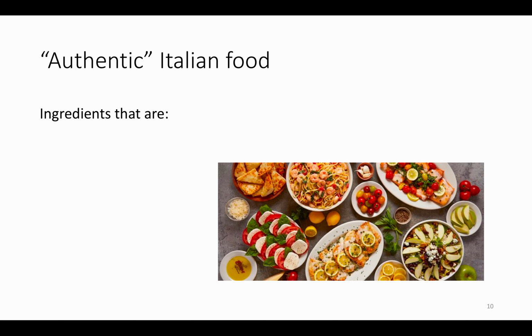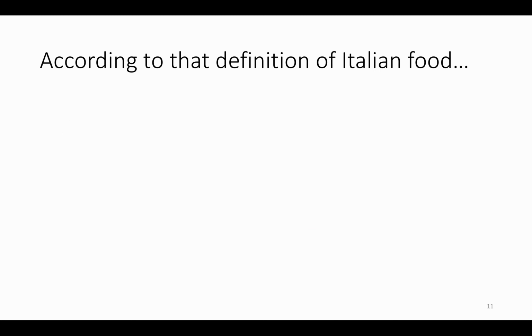To someone in Italy, they would describe authentic Italian food as ingredients that are high quality, simple, and local. They have not been shipped all over the place. They have not been pumped with sodium, and they're simple, local, high quality. Those are the words that an Italian chef would use to describe what is authentic Italian food. That's what makes it Italian food.